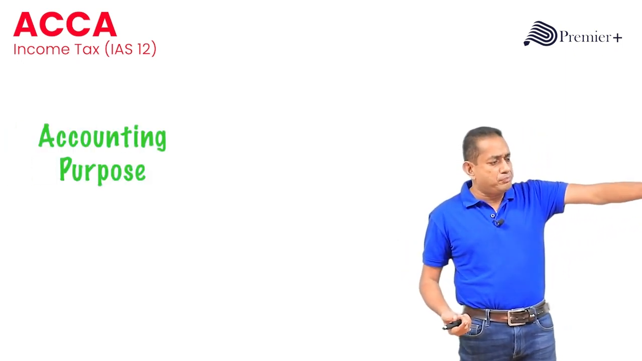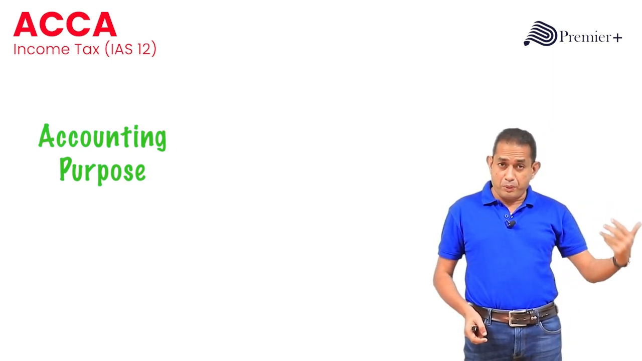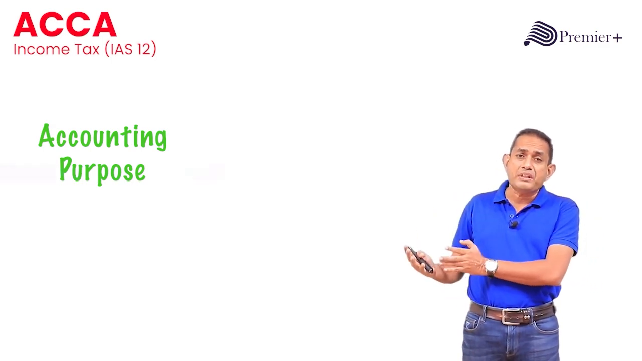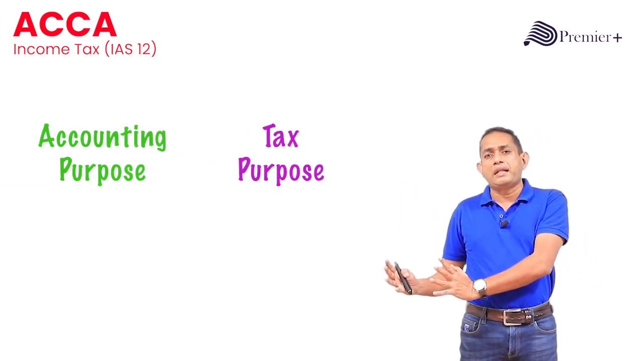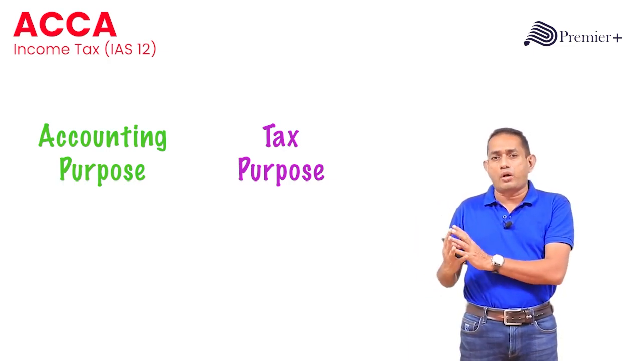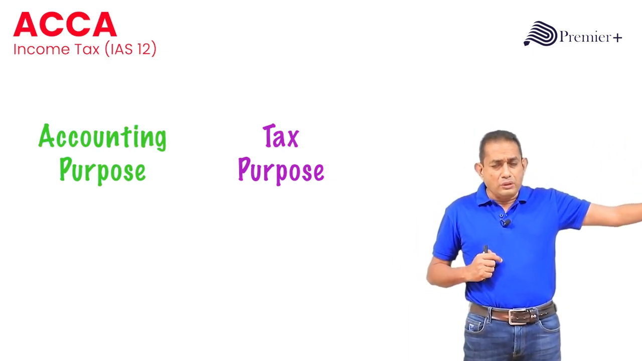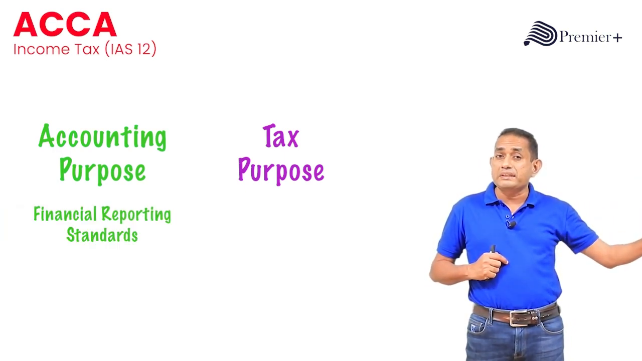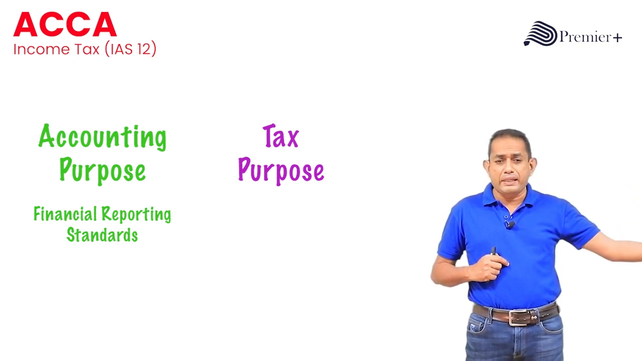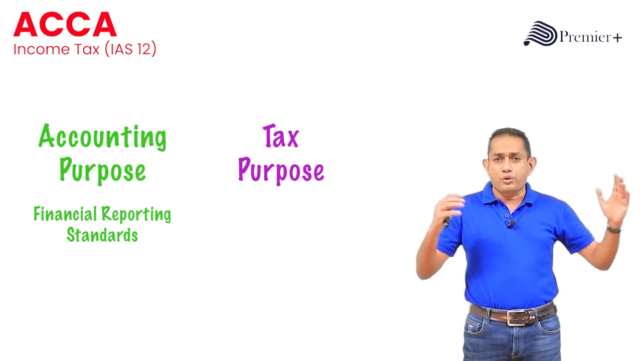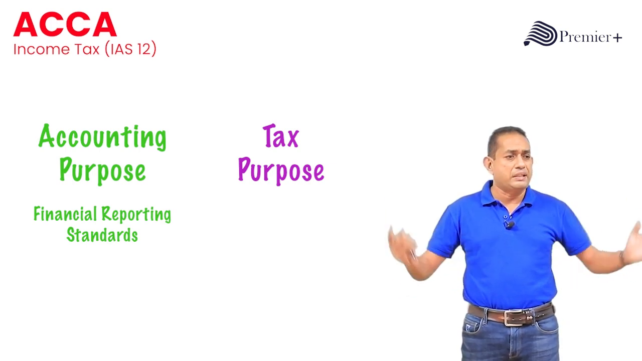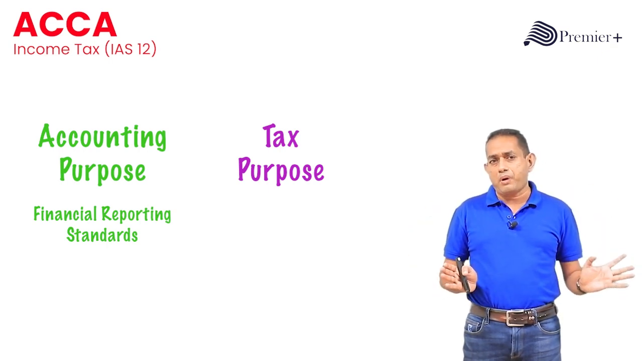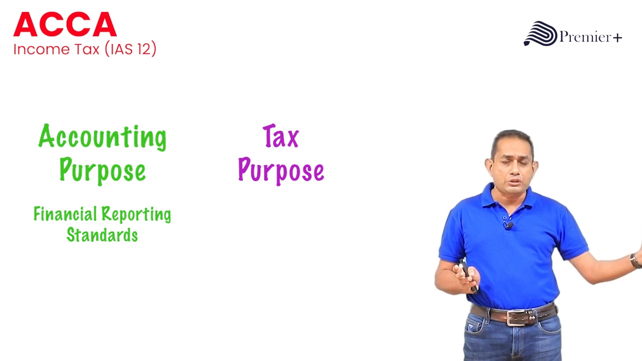So for accounting purposes, you need to prepare a profit and loss statement where the accounting profit will be shown. And for tax purposes, you need to do another profit calculation in order to determine your tax obligations. Accounting profit has to be always based on financial reporting standards, IFRSs. You recognize your revenue based on IFRS 15. You recognize your leases based on IFRS 16. You recognize your financial instruments based on IFRS 9. You recognize your investment properties based on IAS 40.